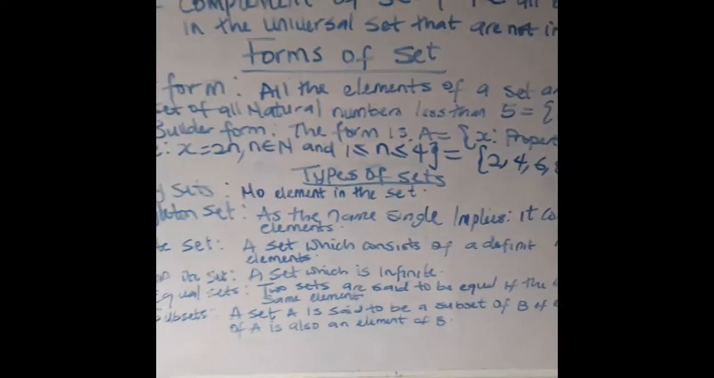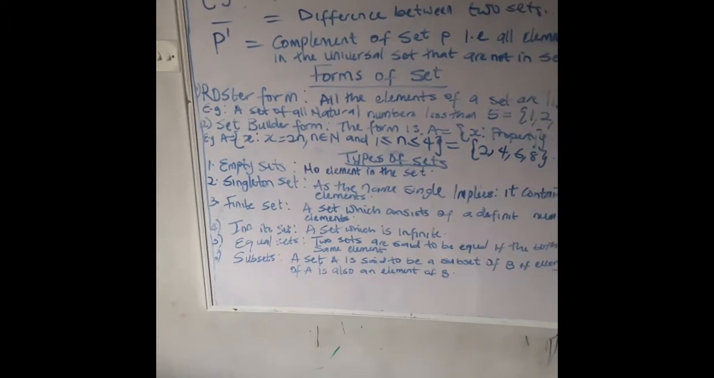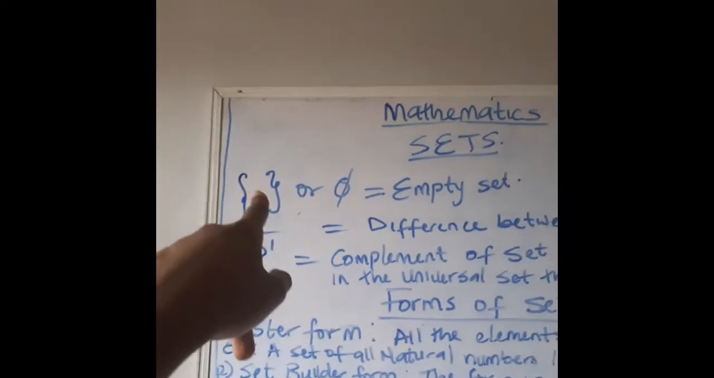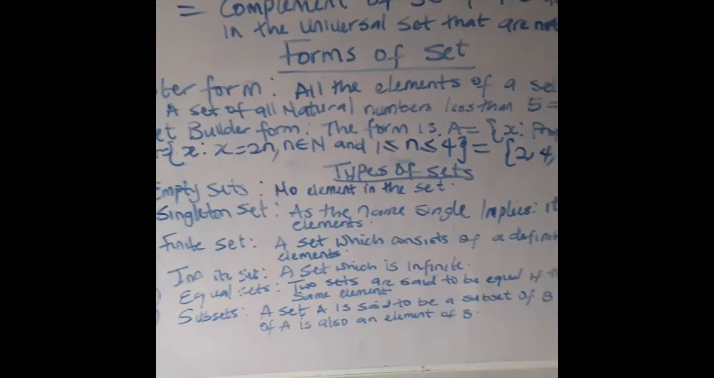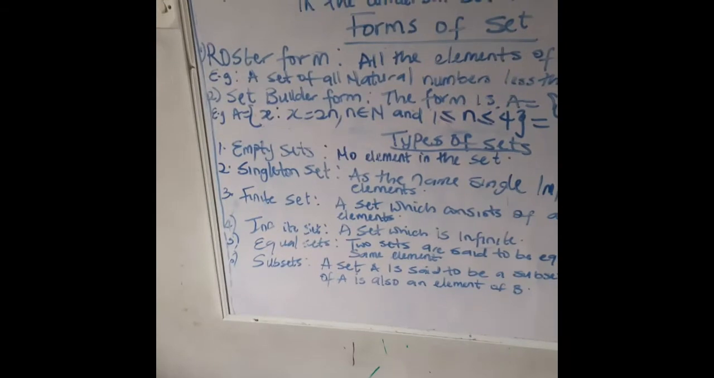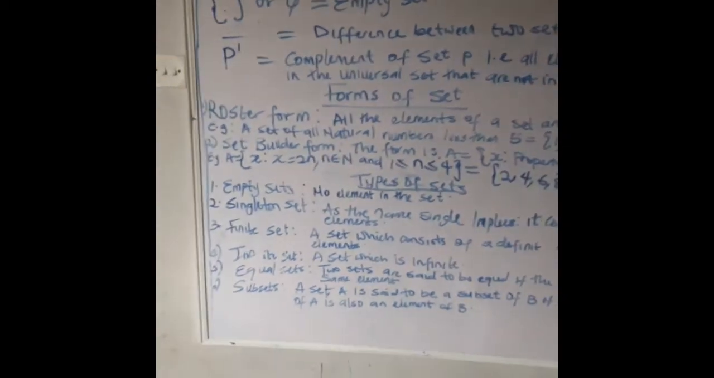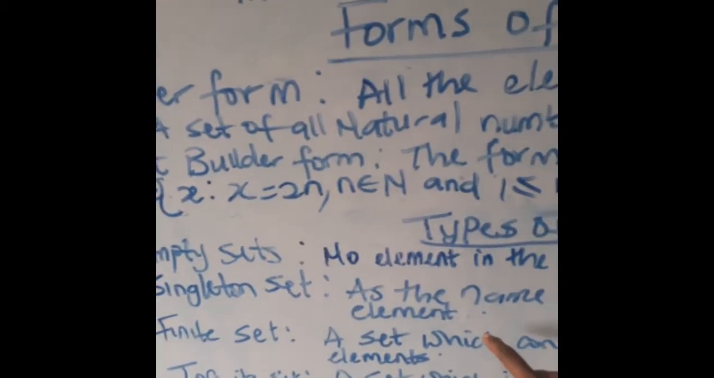So we have types of sets. We have the empty set. An empty set is when there's no element in it, and I'm giving us an empty set here. This is a form of an empty set. This is what we use to denote an empty set. So an empty set is a set in which there are no elements. A singleton set, as the name implies, contains just one single element. So it contains one single element.